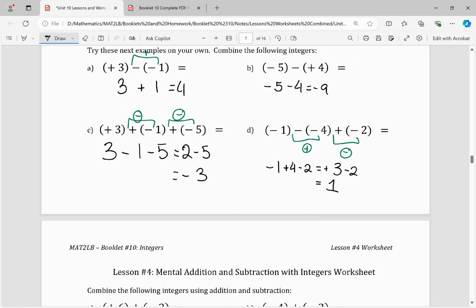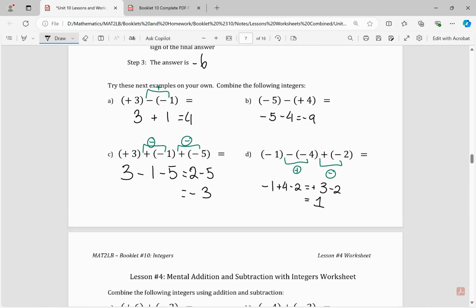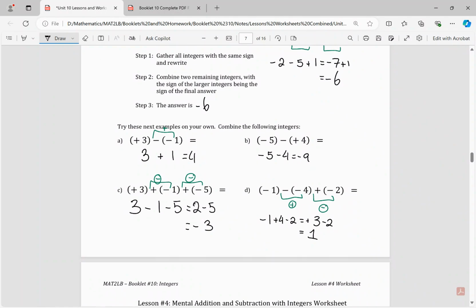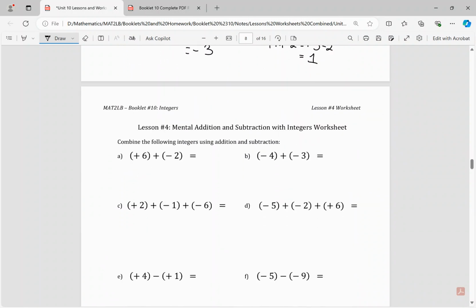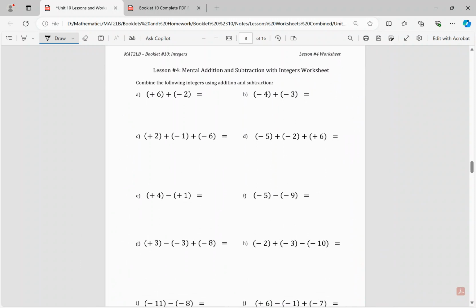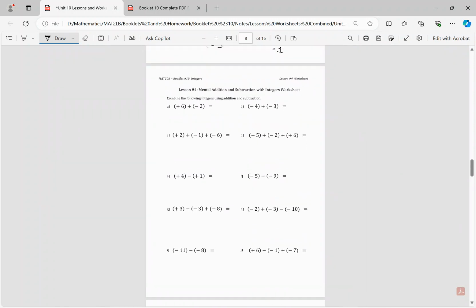So definitely practice with your mental math here. Some of these questions can be quite straightforward, but other ones, when you're dealing with negative numbers, get a lot trickier really fast. So practice with the worksheet for lesson 4, and as usual, let me know if you have any questions.